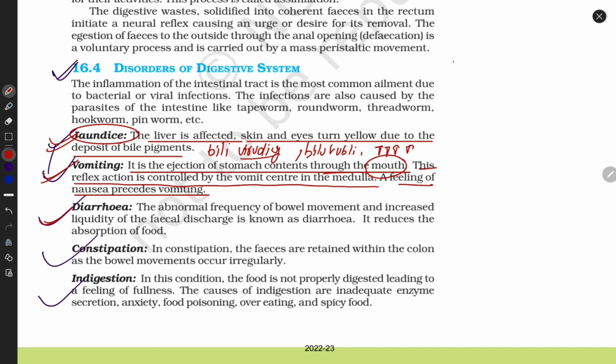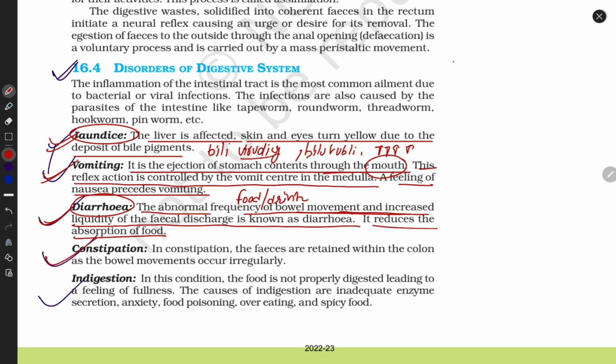What is diarrhea? This is infected by bacteria, guys. If we drink some polluted drink, if we eat some polluted food and drink, they affect us. The abnormal frequency of bowel movement and increasing liquidity of fecal discharge is known as diarrhea. It reduces the absorption of food. In diarrhea, we release lots of fluid outside the body.